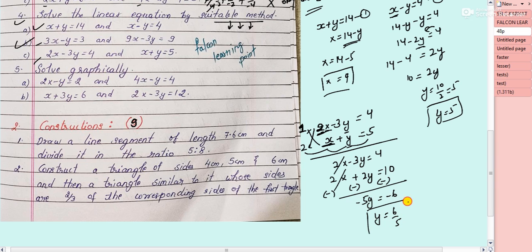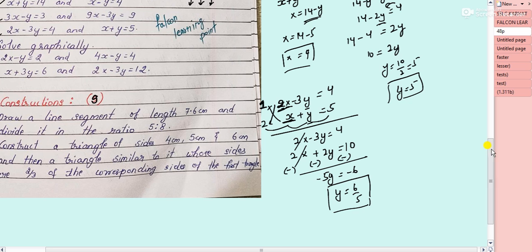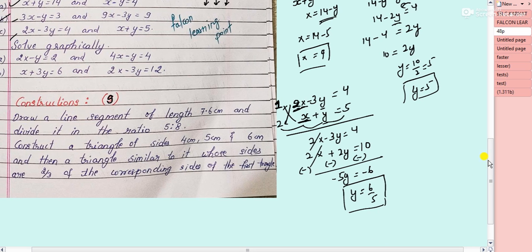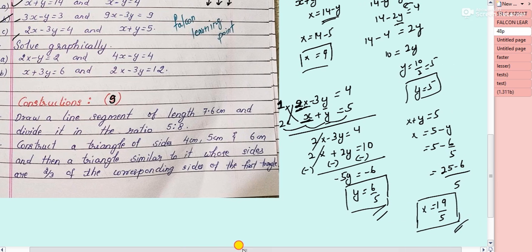Got it? You can give the answers in ratio form, in fractions also, so no need to worry. Now to get x, you can substitute here. x plus y is 5, so x will be 5 minus y. So 5 minus 6 by 5, taking the LCM, is 25 minus 6 by 5, so this becomes 19 by 5. So the value of x is 19 by 5. Got it? This is how you can solve this type of question.